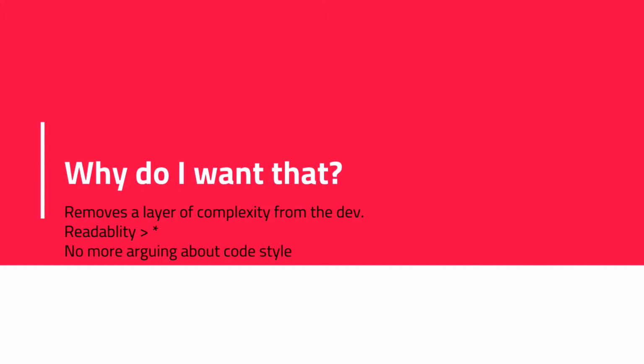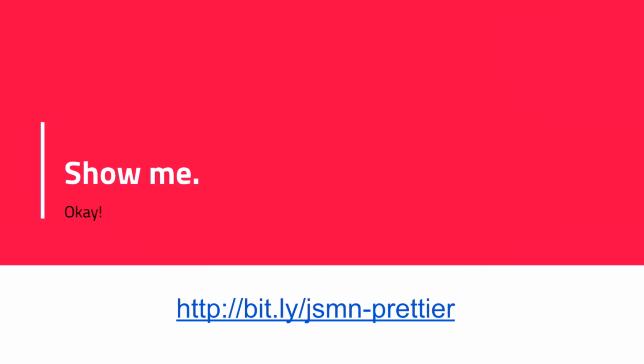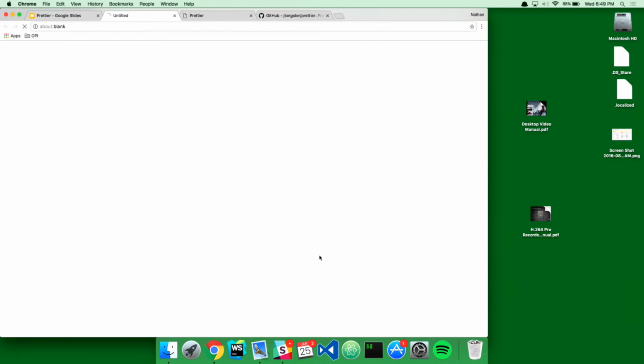I am a big proponent of readability of code over necessarily performance of code. I think as developers we need to understand what's there and we need to be able to grok it very quickly in order to do our jobs effectively. And this automates that readability task in some ways. And yeah, like I said, you no longer have to argue about code style. So that's a bunch of words that I just said, but let me show you.